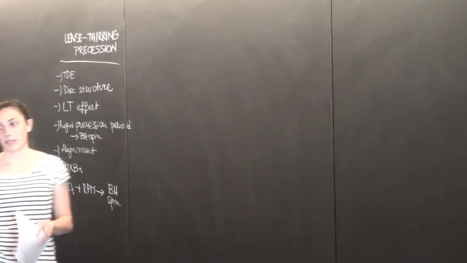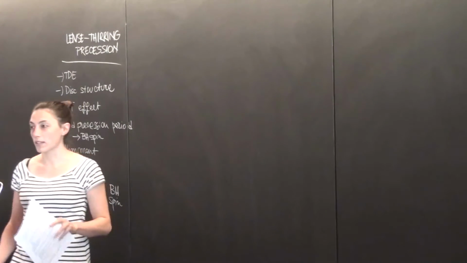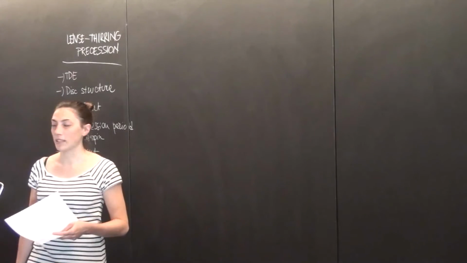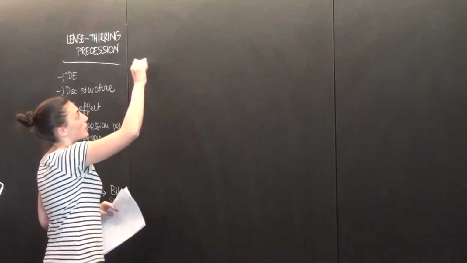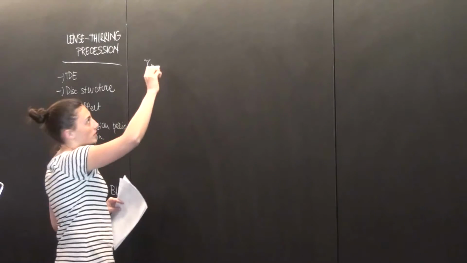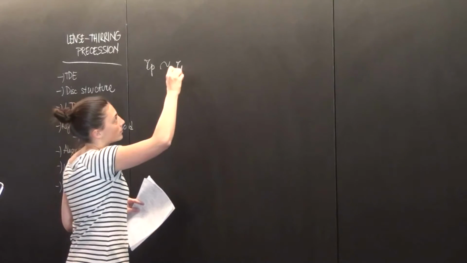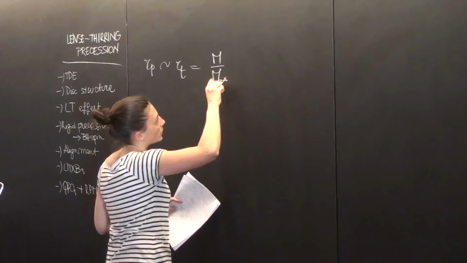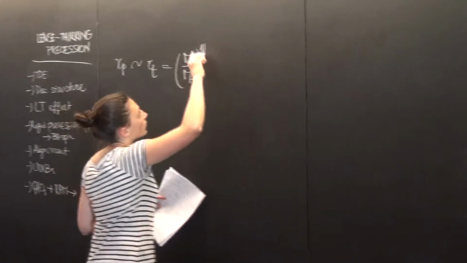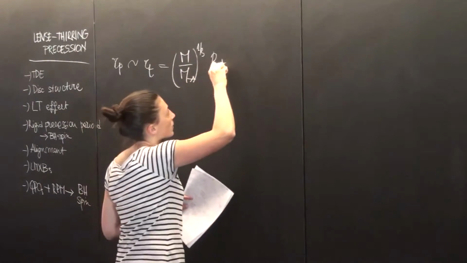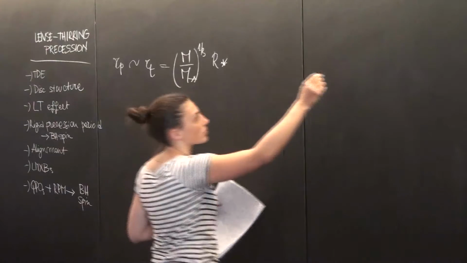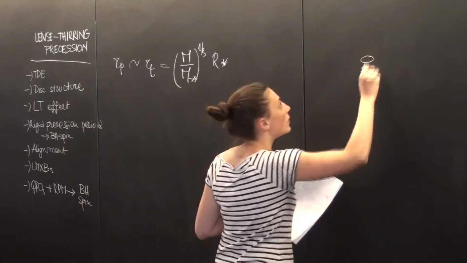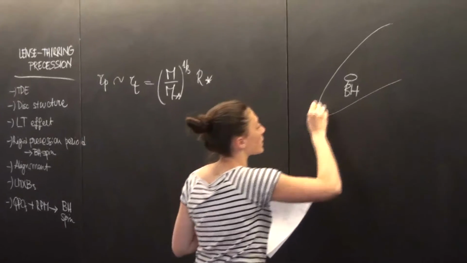So, a tidal disruption event occurs whenever a star wanders close enough to a supermassive black hole to be torn apart by its tidal field. This means that the pericenter radius of the orbit of the star is of the order of the tidal radius, which is given by the mass ratio to the 1/3 times the radius of the star. So here you have the black hole, and then the star that passes by.